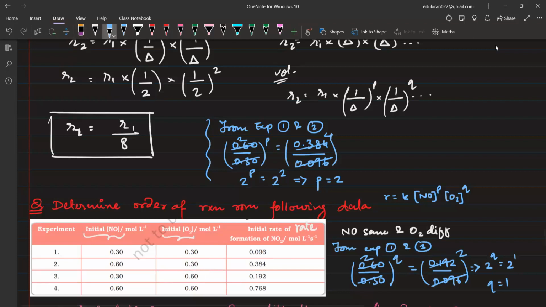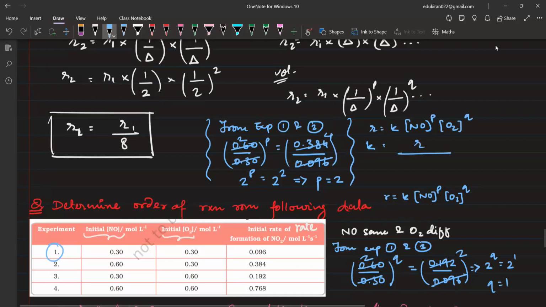Next, sometimes they ask you to calculate the rate constant too. So you take the first experiment and here you have the rate. You will plug in the values. Rate is equal to K into the concentration of NO to the power P multiplied by the concentration of O2 to the power Q. So the rate constant will be equal to the rate upon the concentration of NO to the power P and O2 to the power Q.